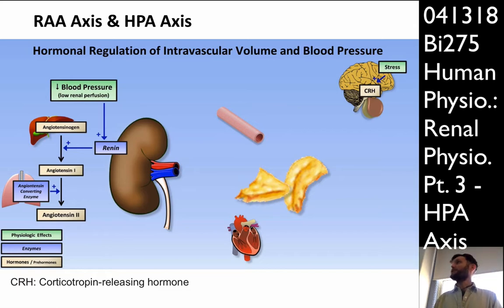But let's start out on the HPA axis. So the thing that normally engages the HPA axis is some sort of stress. It can be osmotic or volemic stresses. It can be other stresses, just whatever. Maybe you're running away from a werewolf, or you're trying to learn about this stuff in class. Some kind of stress is going to have an effect on the hypothalamus and the pituitary gland.